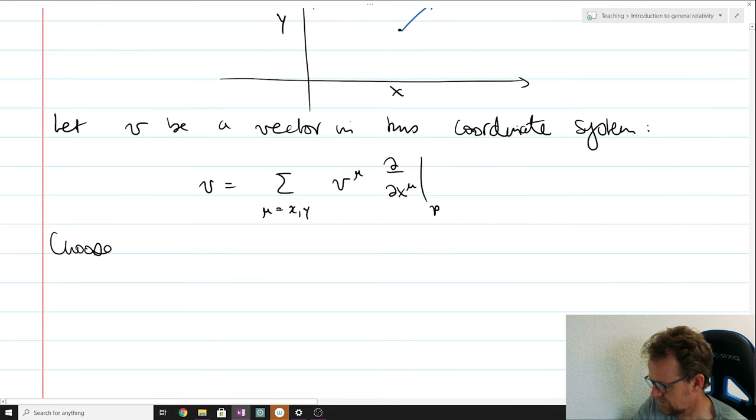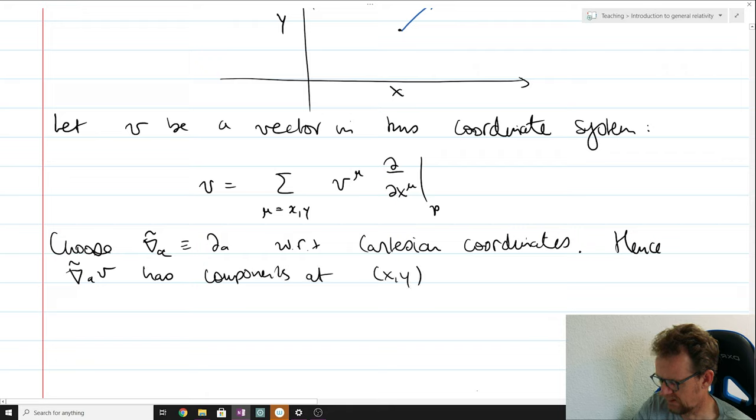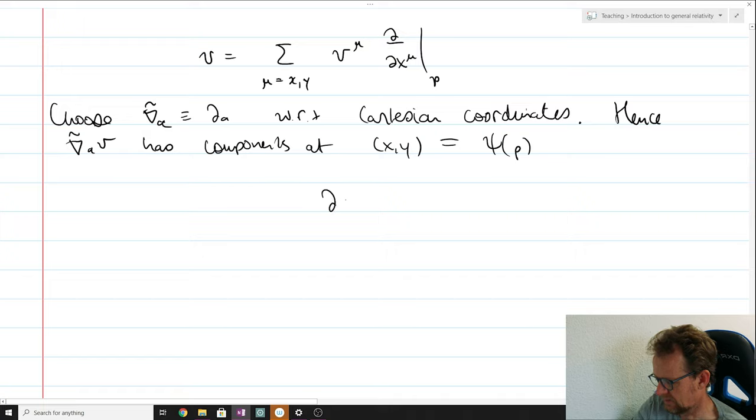Now we choose delta_a twiddle with respect to these Cartesian coordinates. Now we'll see that we have really no choice in derivative operators in different coordinate systems. So let's first of all work out parallel transport in this coordinate system. Well, to do that, we have to work out how delta_a twiddle acts on a vector. So at the point P, which has coordinates x, y, how is delta_a twiddle V defined? Well, it's the coordinate derivative with respect to this coordinate system, so it's just d/dx^nu of V^mu, all at x, y.